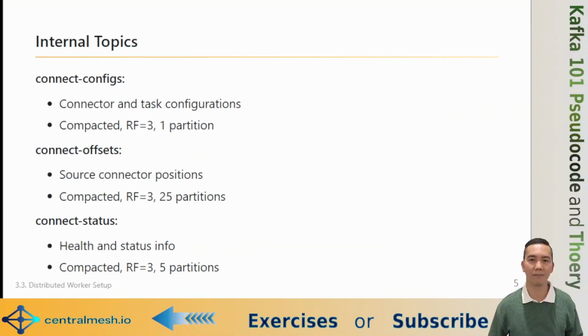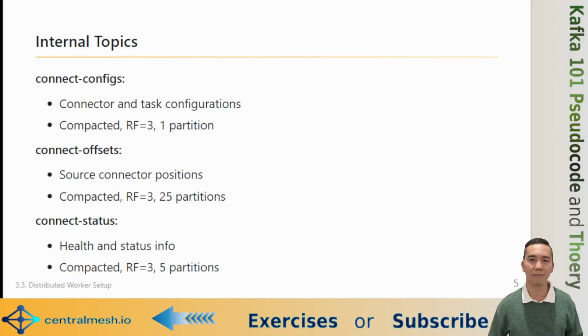Kafka Connect creates 3 internal topics, and each one has a specific responsibility. The connect-config topic stores connector and task configurations. Since only the latest configuration matters, it's configured as a compacted topic with a single partition.